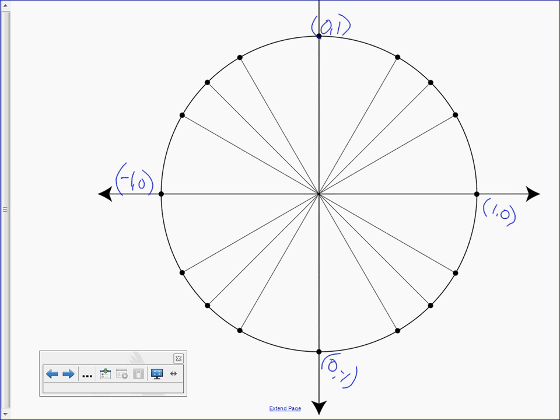Those were our quadrantals. We also labeled those in terms of degrees: 0, 90, 180, 270, or 360. Then we did them in terms of pi: pi over 2, pi, 3 pi over 2, and then this was at 2 pi. Okay? And we did that already.